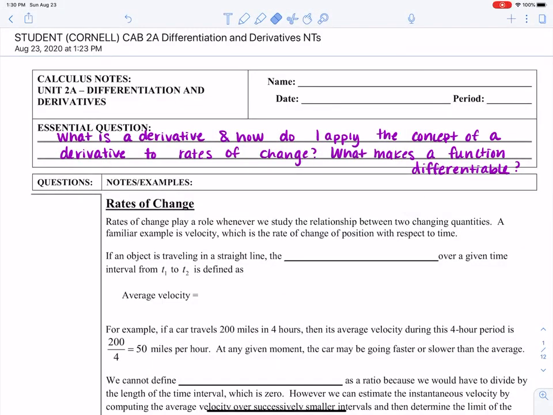So for today, our essential question is, what is a derivative and how do I apply this concept of a derivative to rates of change? What makes a function differentiable? So let's build on our concept of rates of change from pre-cal.